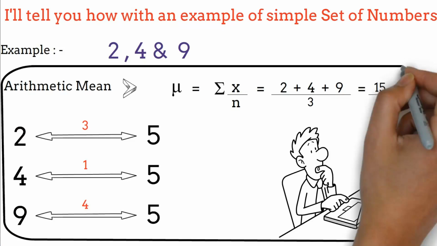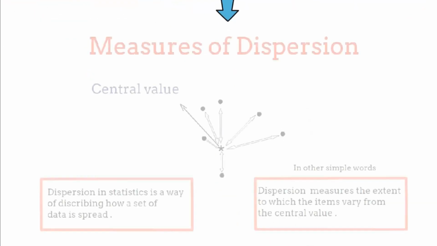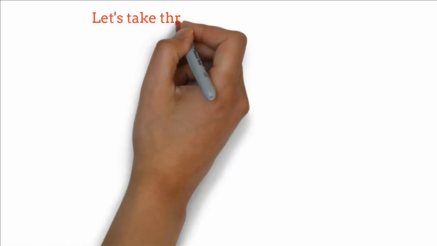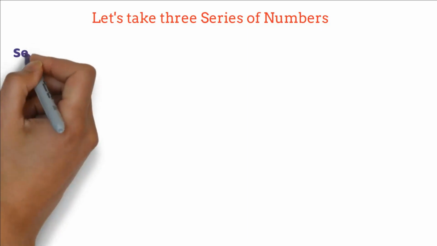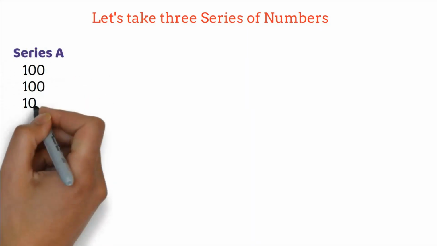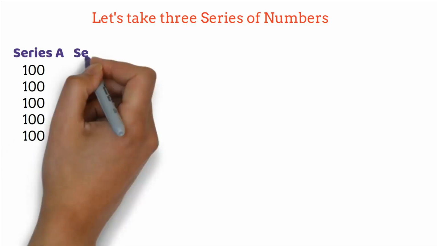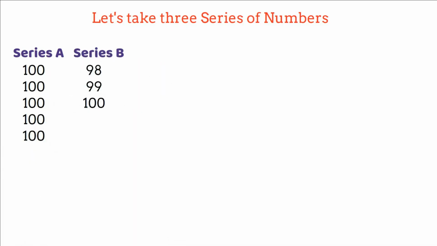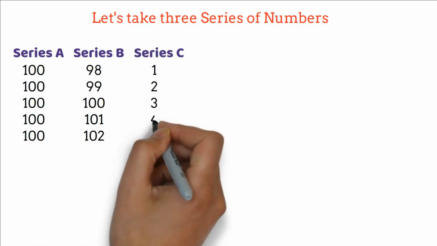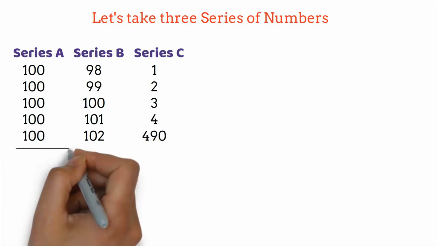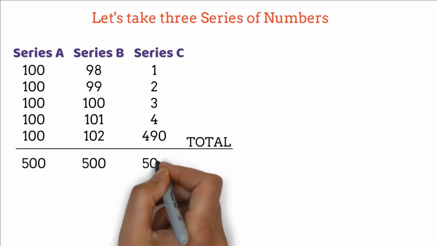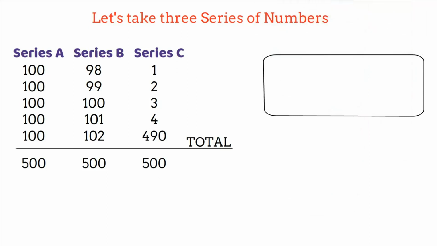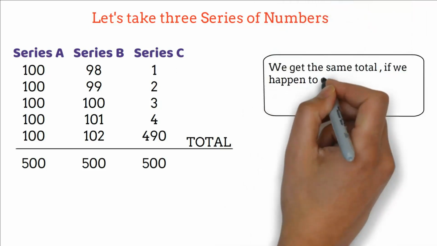Using this example, we can easily relate to the definition of dispersion. Let's understand this even better. Let's take three series of numbers. Series A: 100, 100, 100, 100, 100. Series B: 98, 99, 100, 101, 102. Series C: 1, 2, 3, 4, 490. The total of Series A is 500, the total of Series B is 500, and the total of Series C is 500.